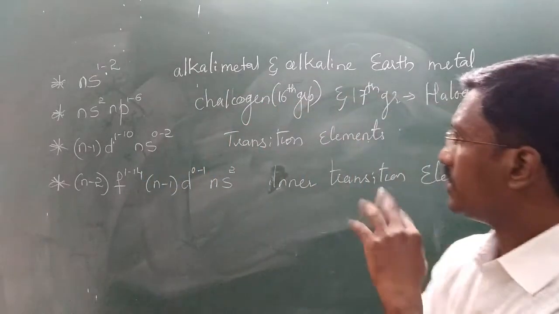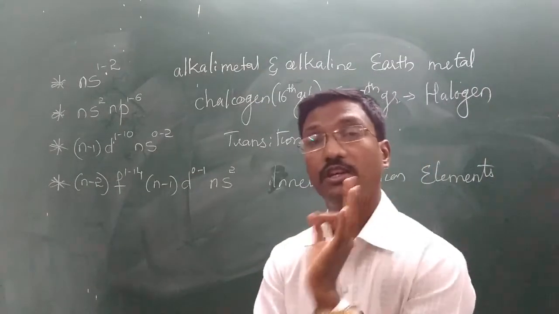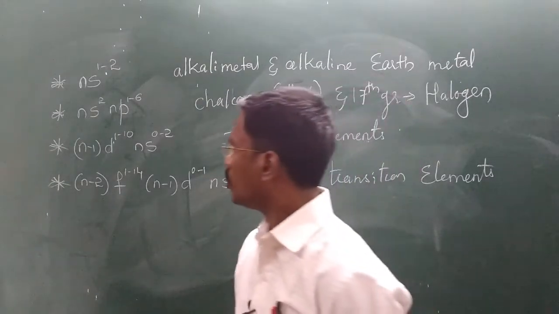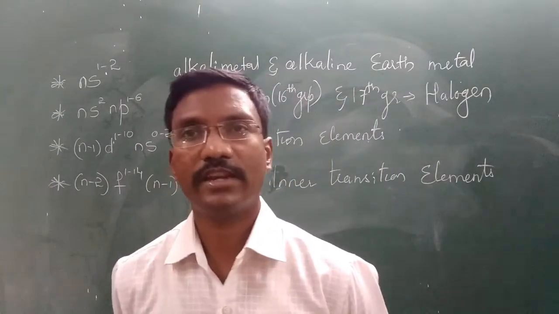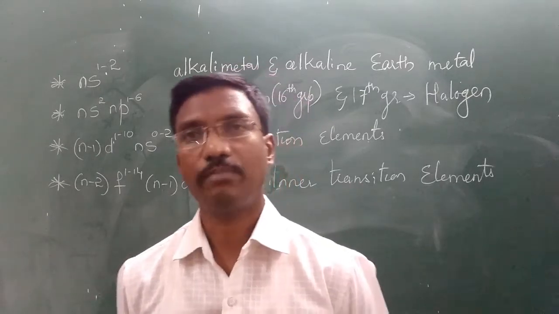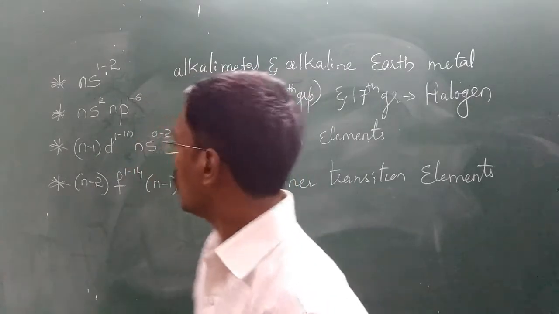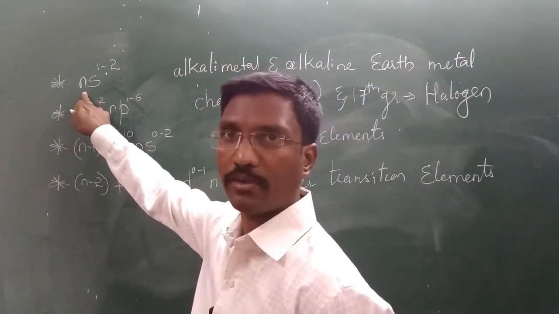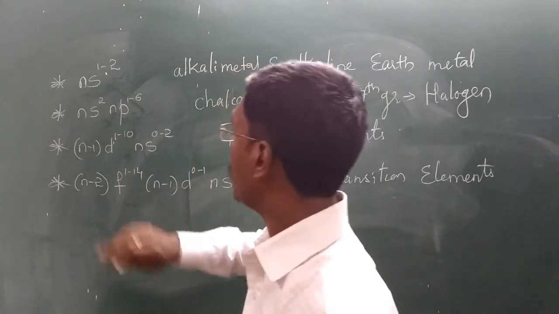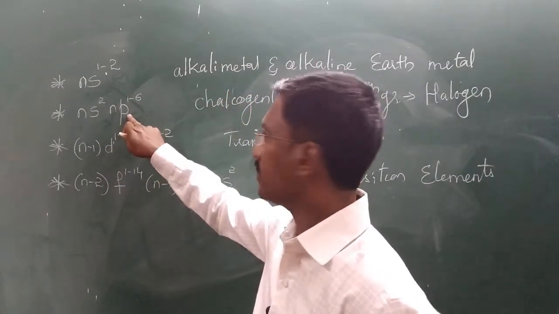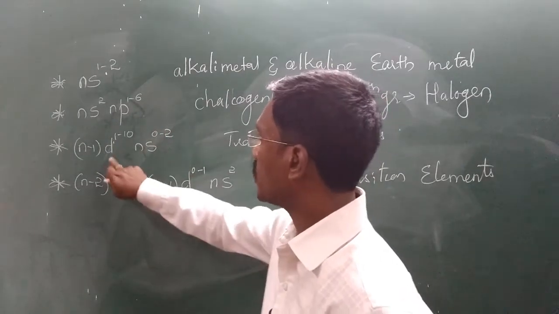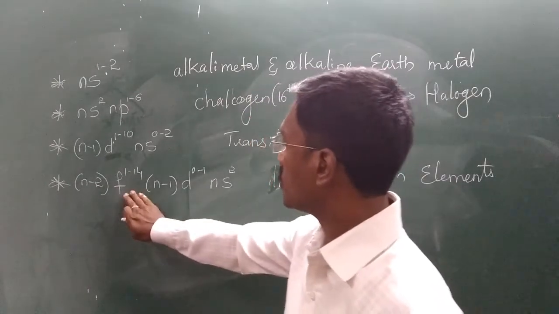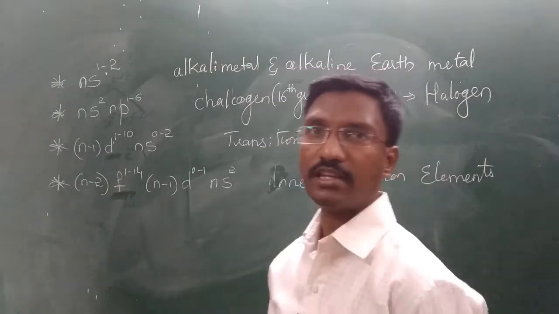So here I have written the general electronic configuration of the 4 blocks. You know that the periodic table is classified into 4 blocks: S, P, D, and F block. The elements whose outermost electrons are filled in the S orbital are called S block elements. If the outermost electrons are filled in the P orbital, then it is called a P block element. If the outermost electrons are filled in D, then it is called a D block element. Similarly, if the outermost electrons are filled in F, then it is called an F block element.